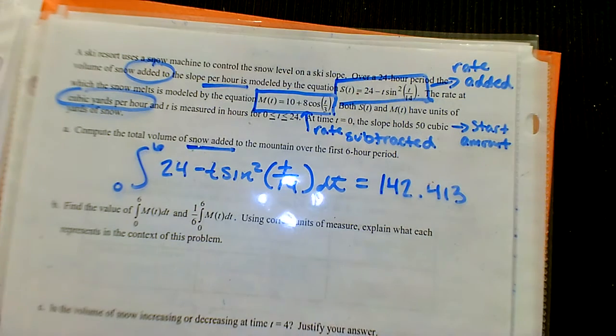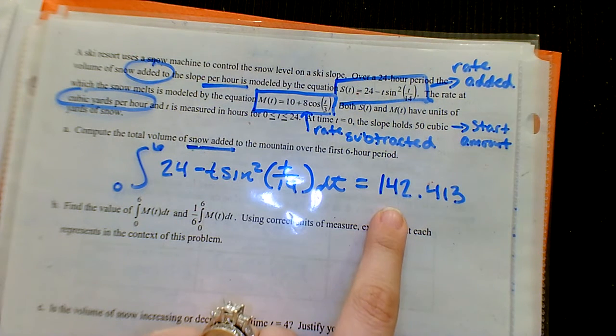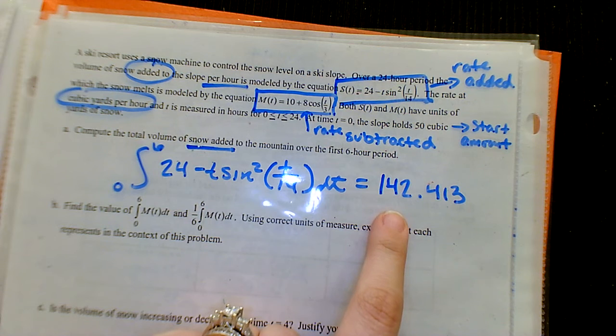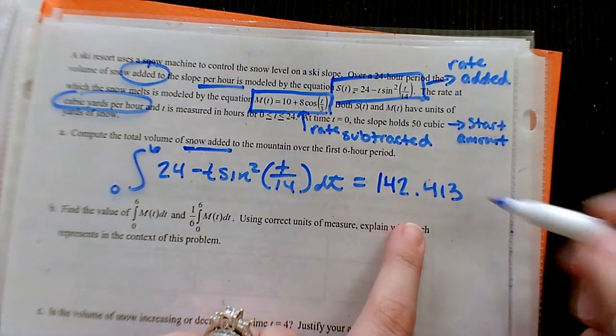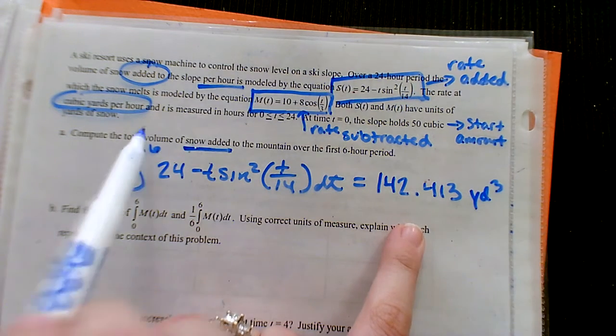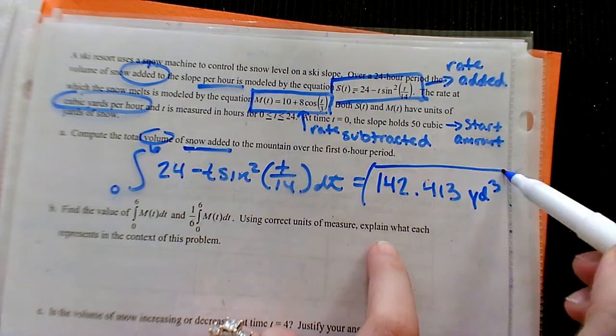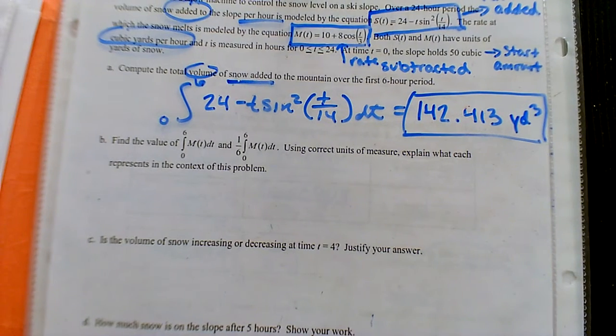What about units for that? If this is the amount of snow added during the first 6 hours? Yards cubed. Yep. They're talking about a volume. Okay, so cubic unit. Looks good. All right. Let's check out the other two.